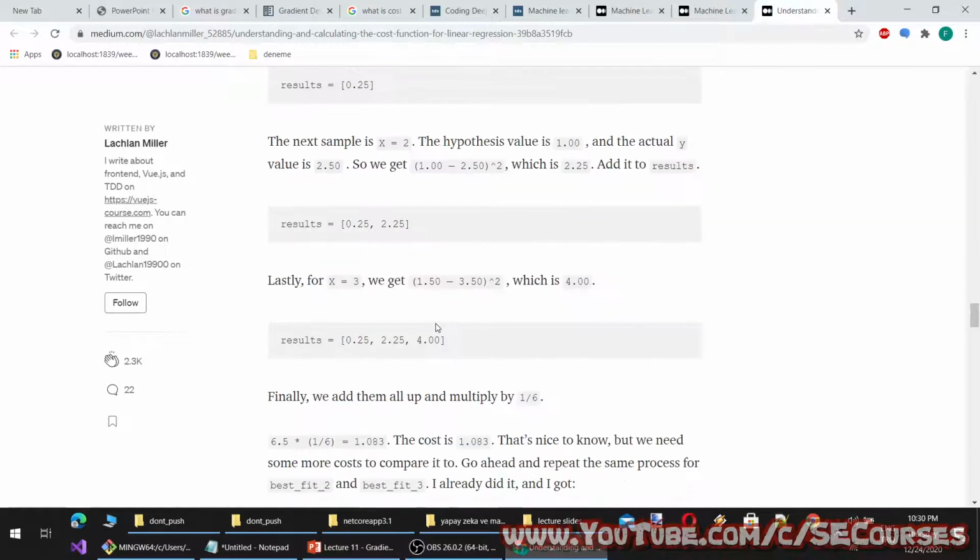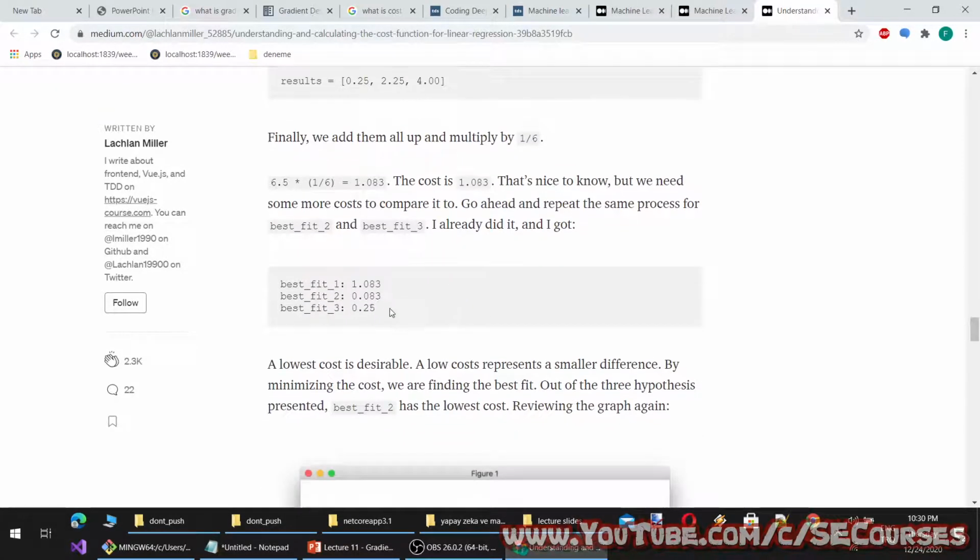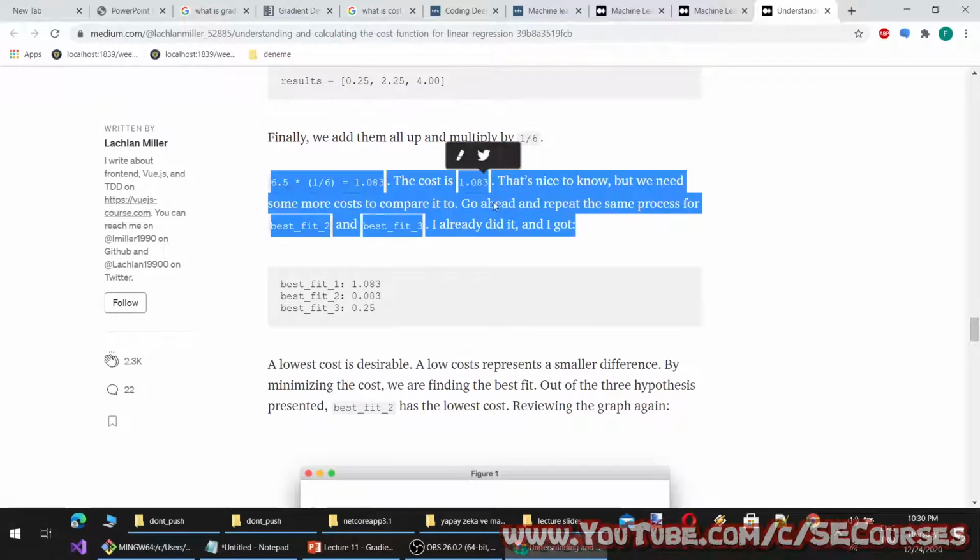Okay, and the final result is 6.5 * 1/6 equals 1.083. The cost is 1.083. That's nice to know, but we need some more costs to compare it to. Go ahead and repeat the same process for best_fit_2 and best_fit_3.